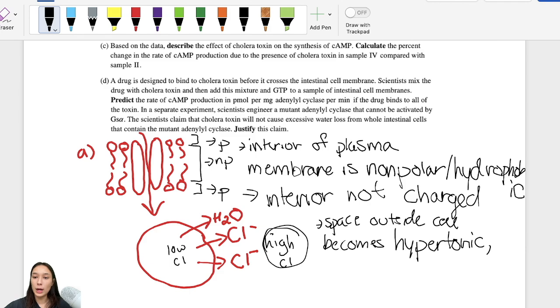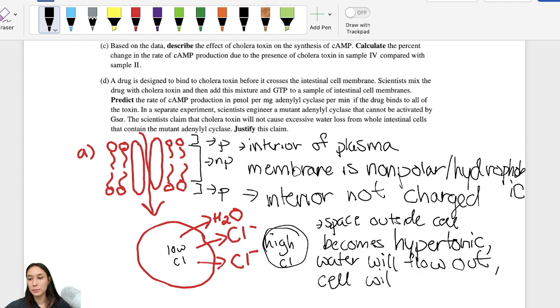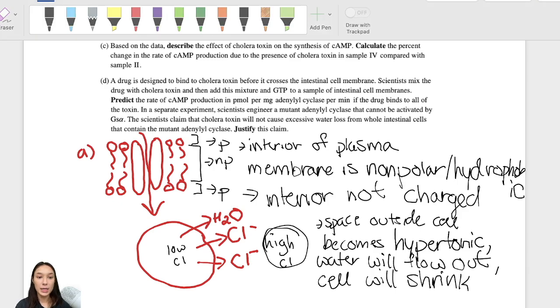And then that will allow water to flow out. Water will flow out, again, in an attempt to dilute it, and then the cell will shrink. Okay. So that's the answer for that one.